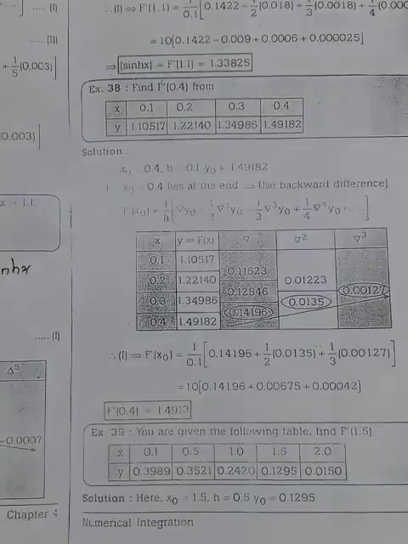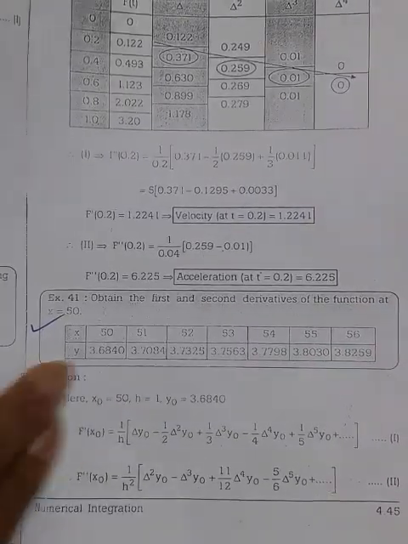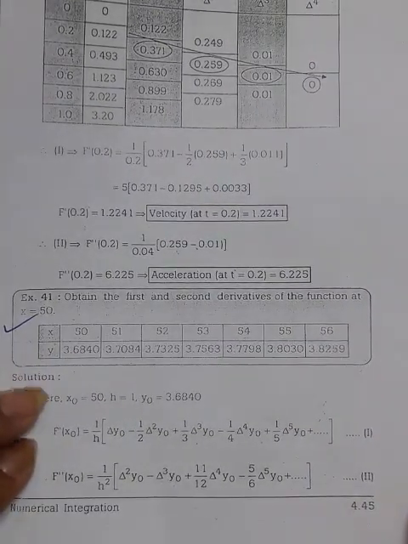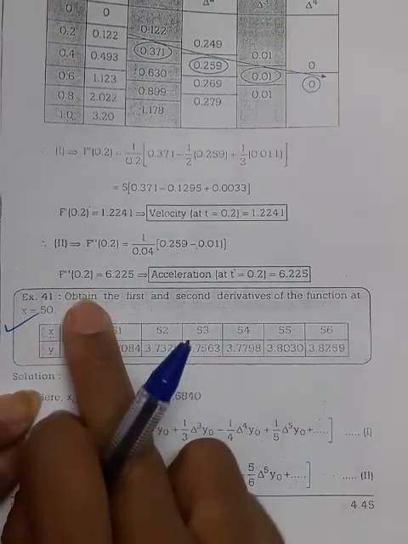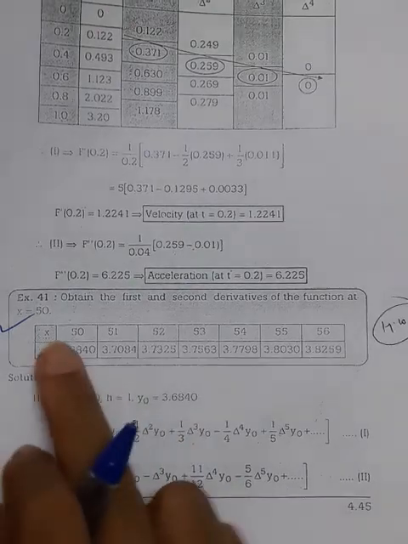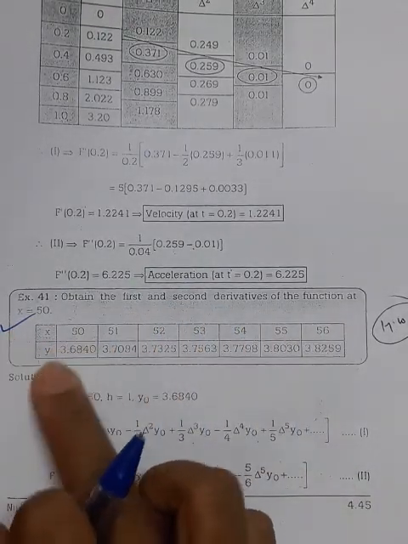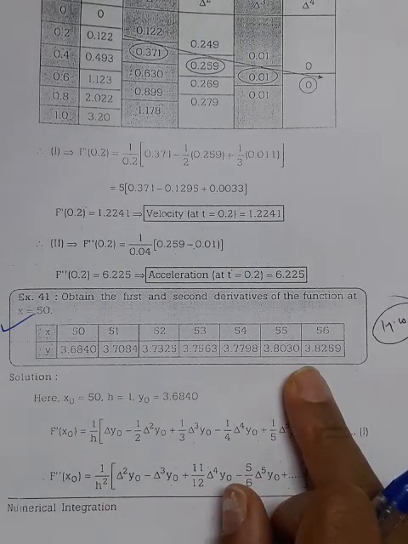This is also a second one. I will provide all these notes. Take this third example as homework: obtain the first and second derivatives of the function at the point x equal to 50. This is the table. Use the forward difference formula.